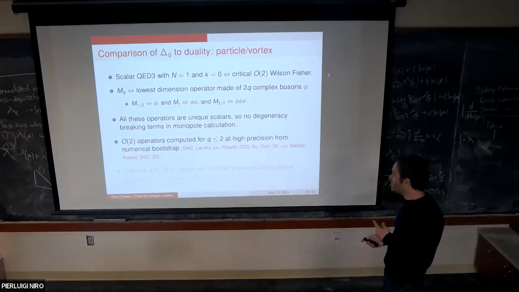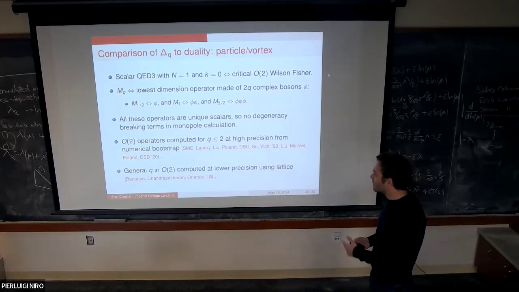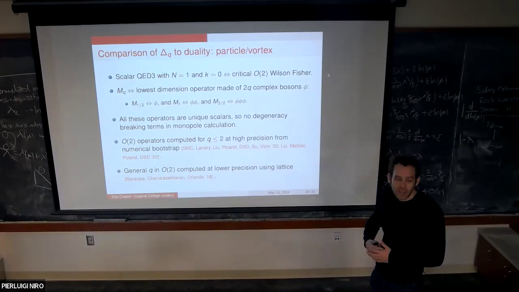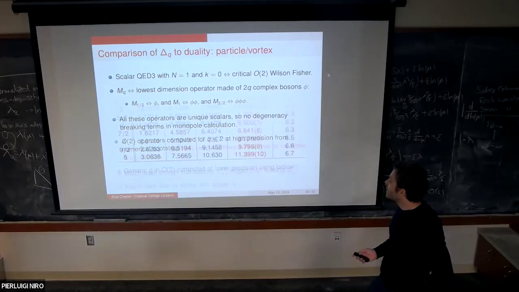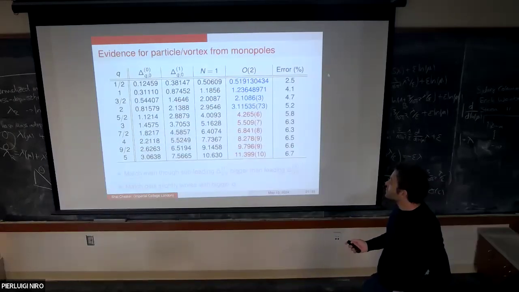And also people have computed on the Wilson-Fisher side these operators for many different values of Q. So when Q is smaller than 2, they were computed to high precision in this bootstrap study. But even for bigger values of Q, they've computed to slightly lower precision using this lattice method developed by these authors recently, which allows you to go to huge operators, which itself is very interesting, because previous lattice methods couldn't get such high dimension operators. Anyways, so now let's do the comparison.